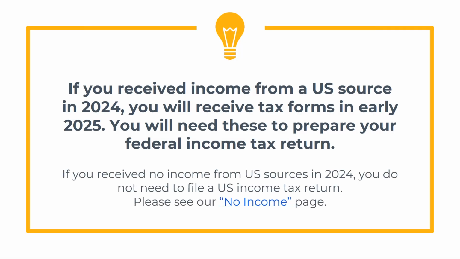If you received income from a U.S. source in one calendar year, you'll receive tax forms in the next calendar year, usually in January or February. You will need these forms and the information on these forms to prepare your federal income tax return.